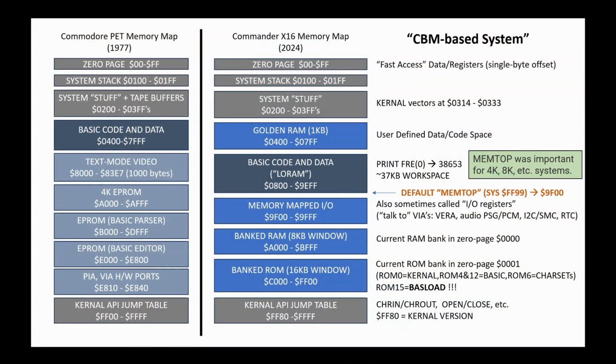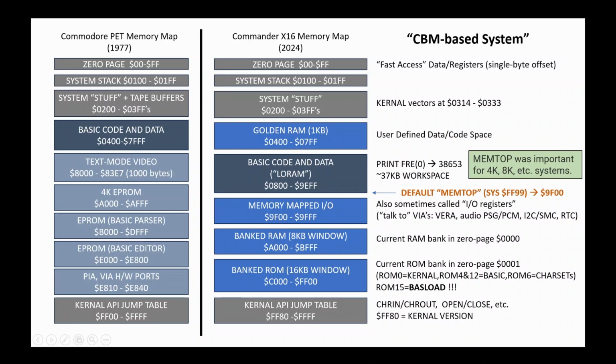Alright, let's talk about the memory map of the Commander X16 system, or really any CBM-based system. I know it's a scary looking diagram. If you're not familiar with decimal and hex, don't worry about that. The main point of this chart is to explain why BASIC is limited in the amount of memory that it's able to use. And we'll talk about how to get around those limitations.